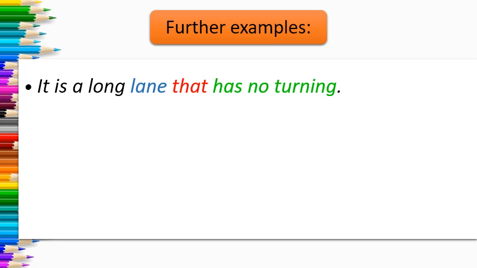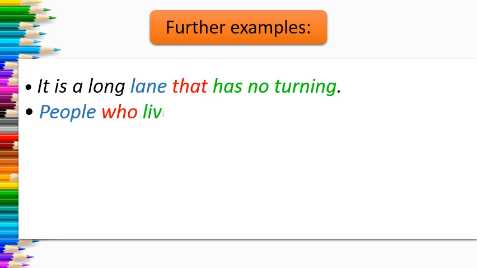If you are not getting any noun or pronoun just before the relative pronoun or relative adverb, then that sentence will not be known as an adjective clause. Here, the adjective clause that has no turning is modifying the noun lane, because which lane are we talking about? That lane has no turning. Same with other examples also.